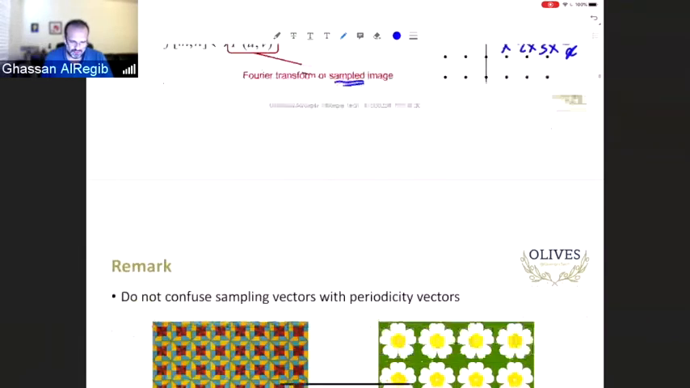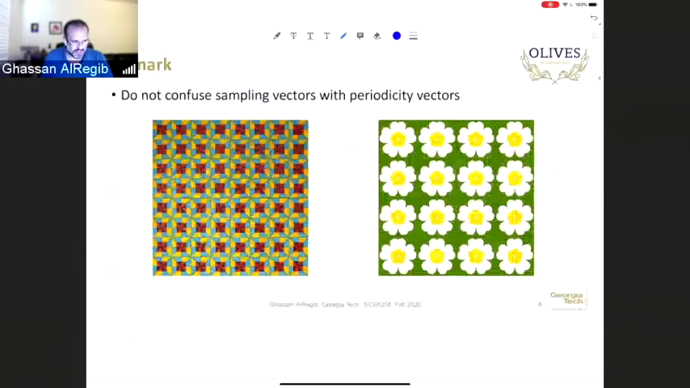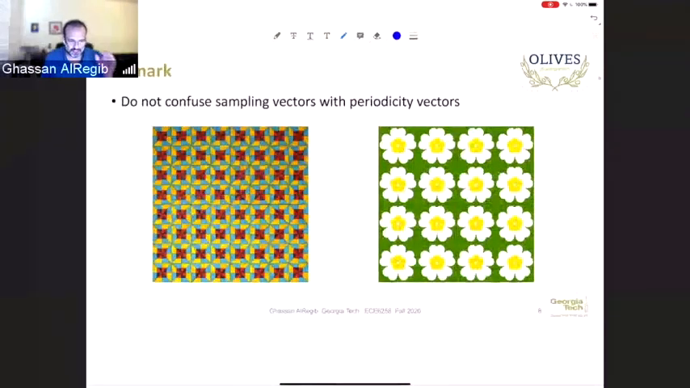So if we have that, just a remark, a reminder: don't confuse sampling with the periodicity vector that we had to describe patterns or signals that have a repeated pattern. And you have one of those in the homework questions.